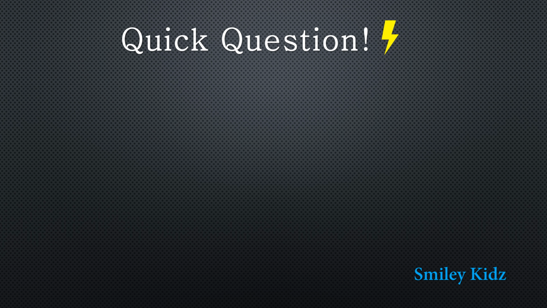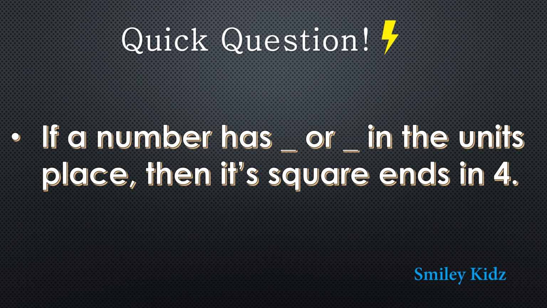Now let's see a quick question. If a number has dash or dash in the units place, then its square ends in 4. It's very simple. If a number has 2 or 8 in the units place, then its square ends in 4.